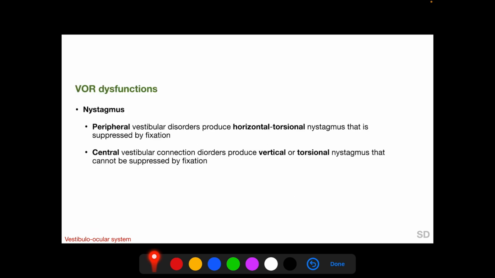So dysfunctions of the vestibular-ocular system can be manifested by a spontaneous nystagmus, a skew deviation, or an ocular tilt reaction. As we have seen, the spontaneous nystagmus in a peripheral vestibular disorder is a combined horizontal torsional nystagmus that is suppressed by fixation, and spontaneous nystagmus in disorders of the central vestibular connections can be either an isolated vertical or an isolated torsional nystagmus that cannot be suppressed by fixation.